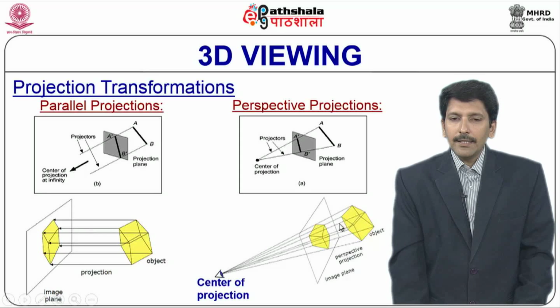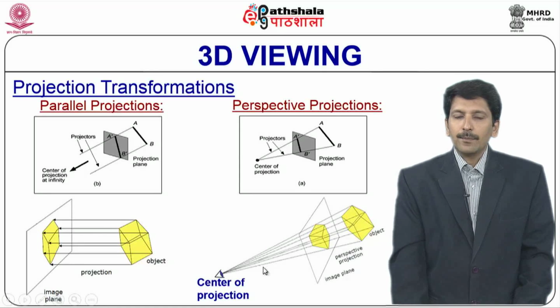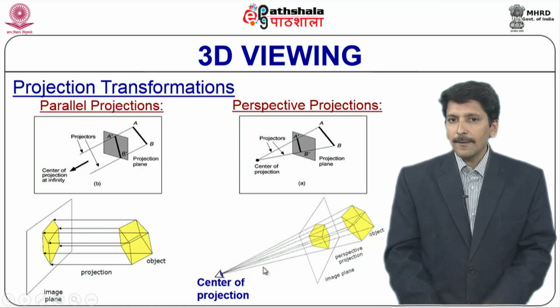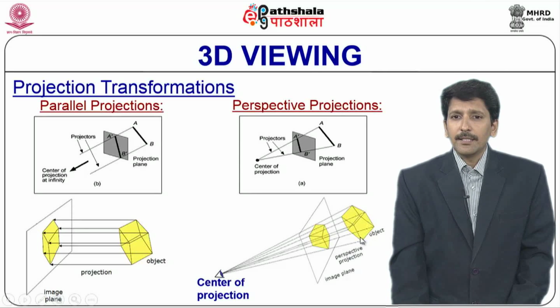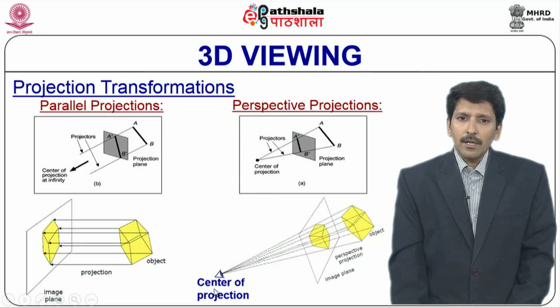Now, this is the perspective projection diagram. This is the object, this is the plane, and this is the object finally seen on the plane. An object is projected along lines which converge at a point called the center of projection.